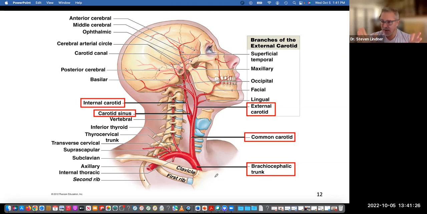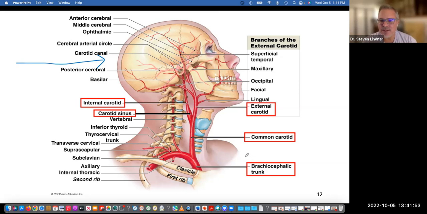Now we're looking at the right side. If you look at this individual, they're looking that direction, so this side of the face is the individual's right side. That's important. When we start labeling these things, although they're not labeled here, to get these correct, everything but the brachiocephalic will have the word right in it.